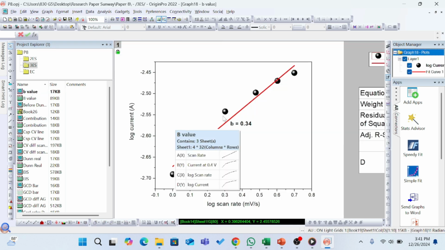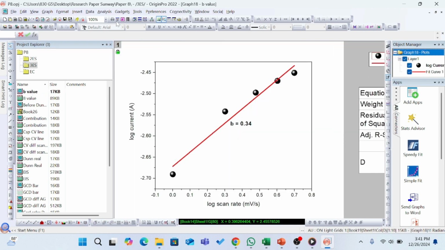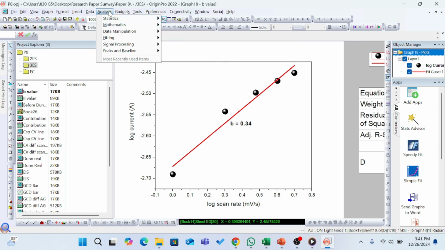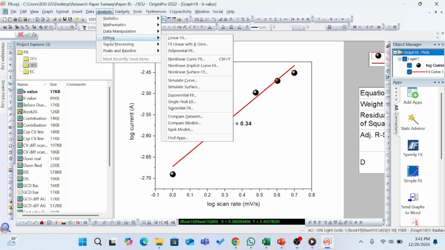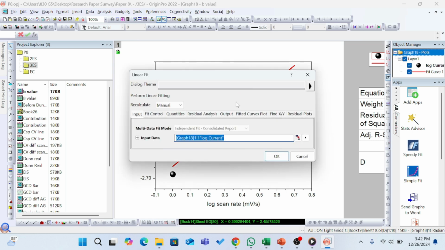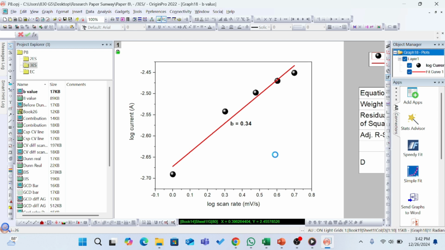Okay, let's say this is the graph, how I get the straight line. You go to the analysis and go to the mathematics. So from here, you go to the analysis and go to the fitting. So in fitting, you go to linear fit. Just click the linear fit. So when you click the linear fit, then they will give you the value. So in this case, they will show like this one, and you just click OK.